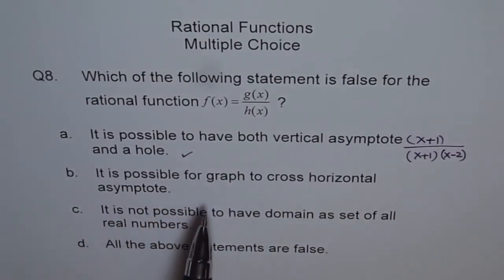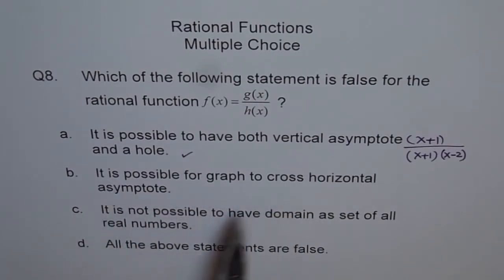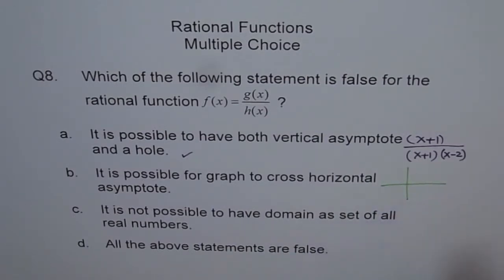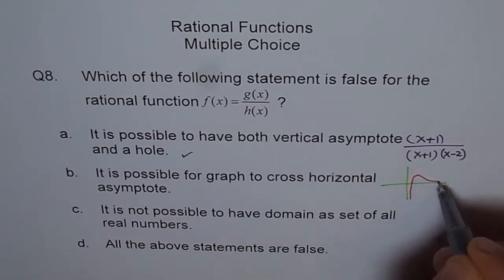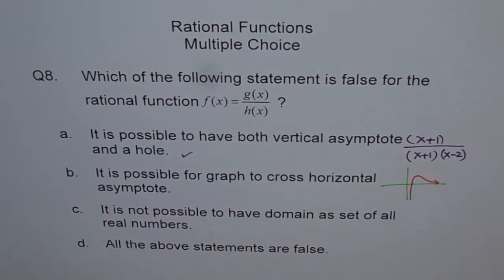It is possible for a graph to cross a horizontal asymptote. That is tricky. Many students think that it is not possible. But when you study graphs, you will find that there are so many rational functions whose graph may go like this and then go like this, correct? So you can cross the horizontal asymptote.